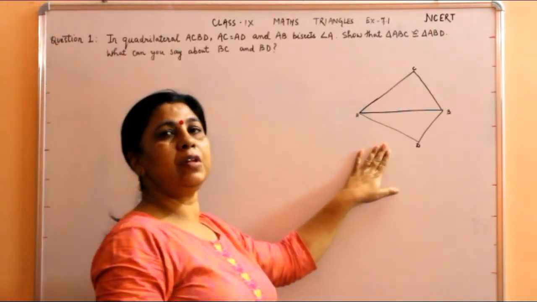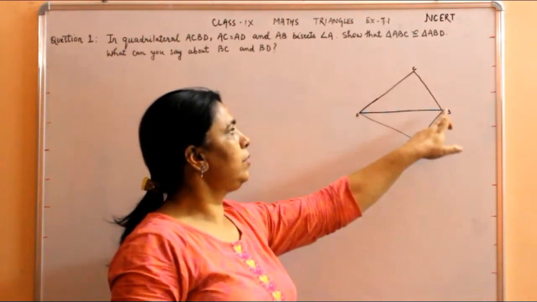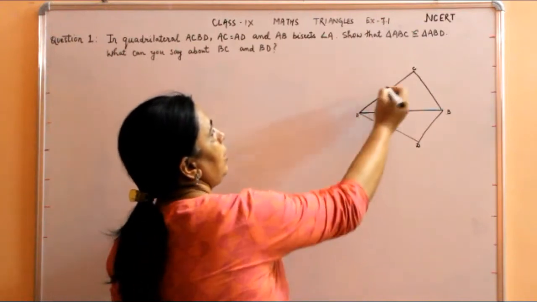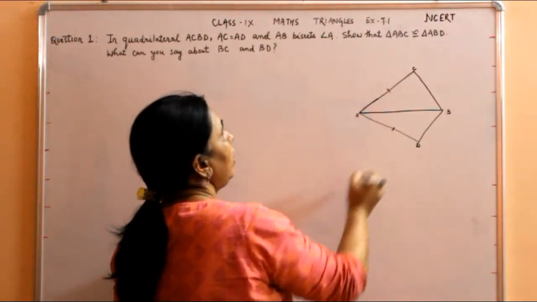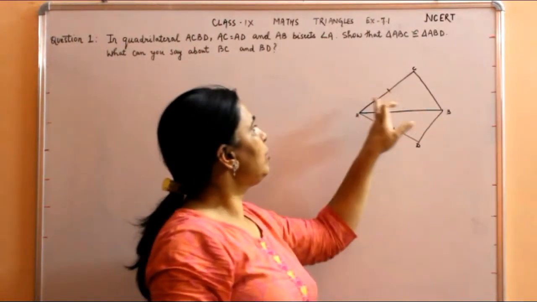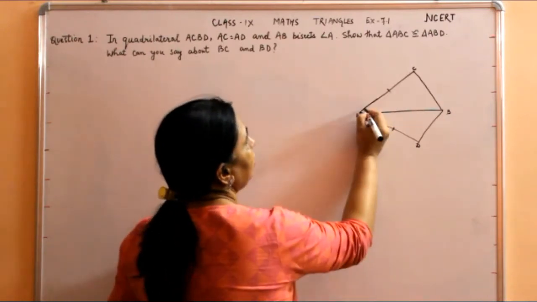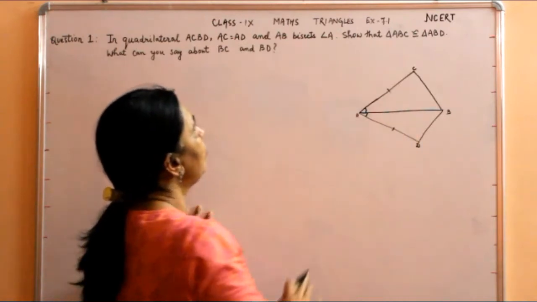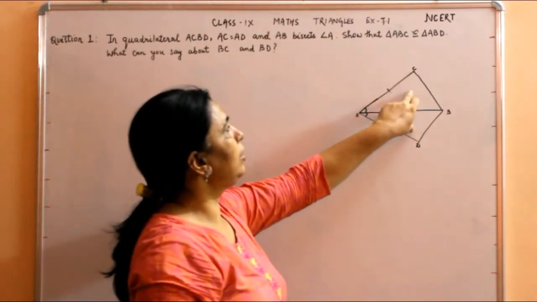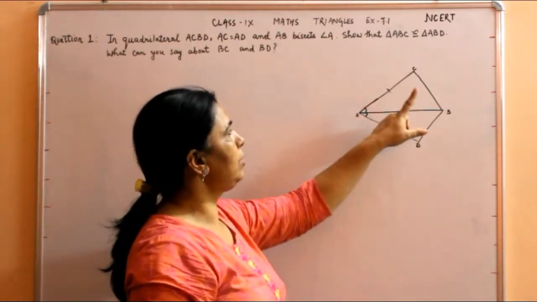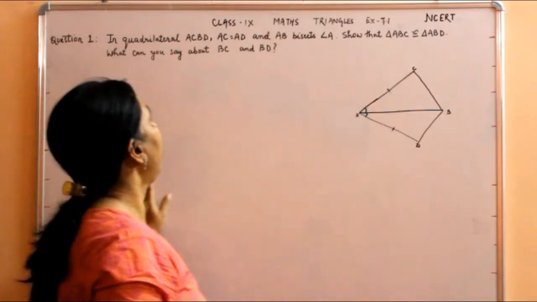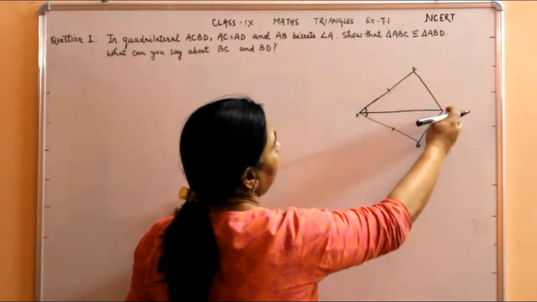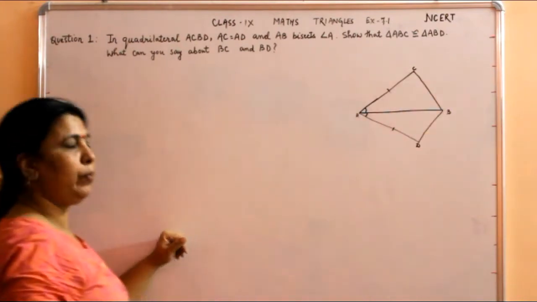A quadrilateral is given, its name is ACBD. And in this, AC is equal to AD, it is given, and this AB is bisecting this angle A, that is angle CAD is equal to angle DAB. We have to show that these two triangles ABC and ABD are congruent, and we have to tell what can we say about BC and BD.